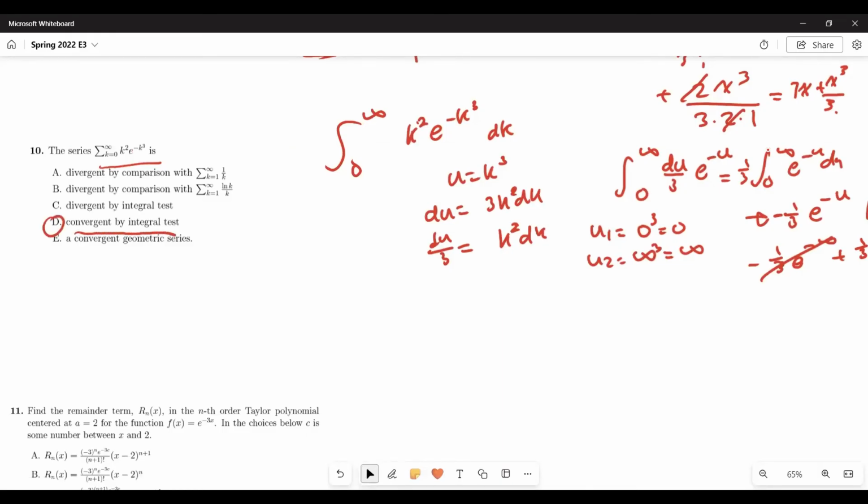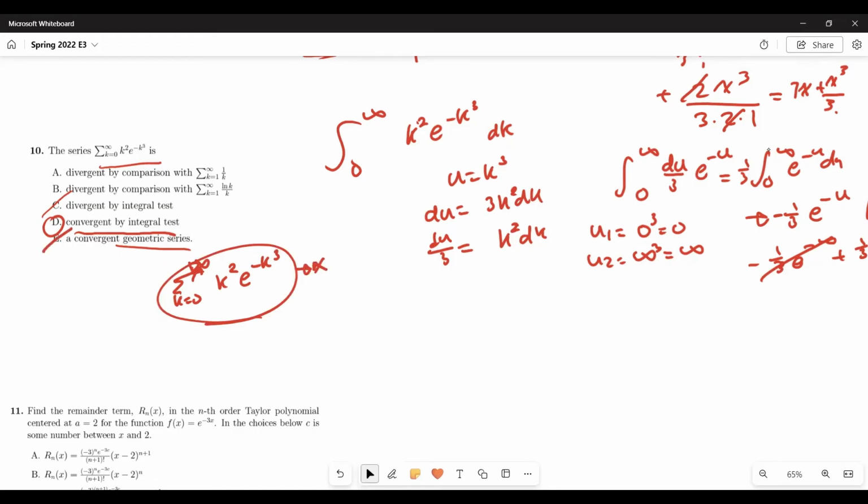But let's check A, B, and E. So for E, geometric series, we can't use a geometric series, right? Because let's see, k squared e to the negative k cubed, and then it's going to be k equals 0 to infinity. So this is not in the geometric series form. You can't find the ratio, so it's not E.